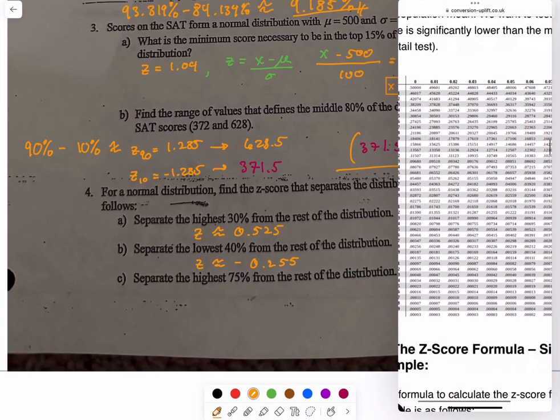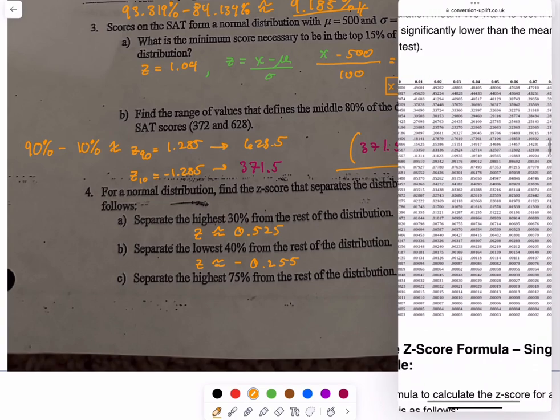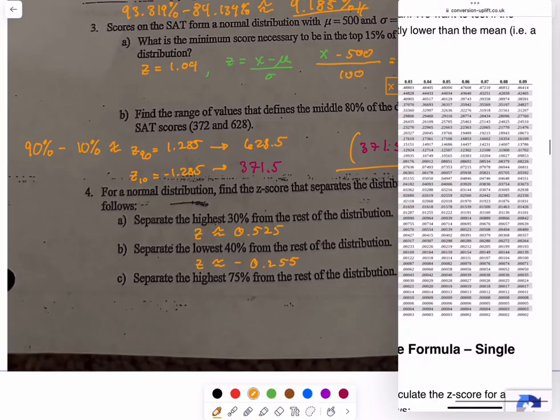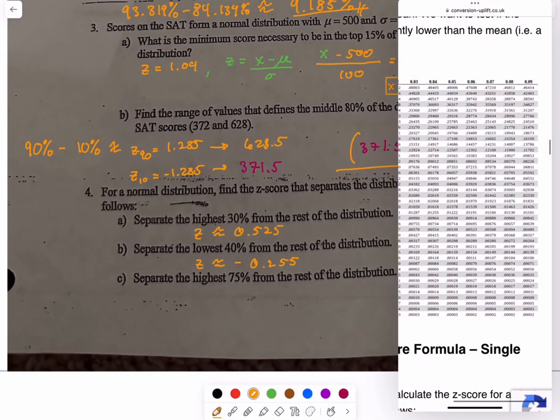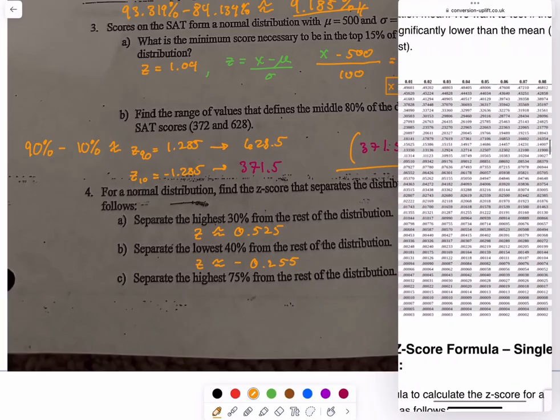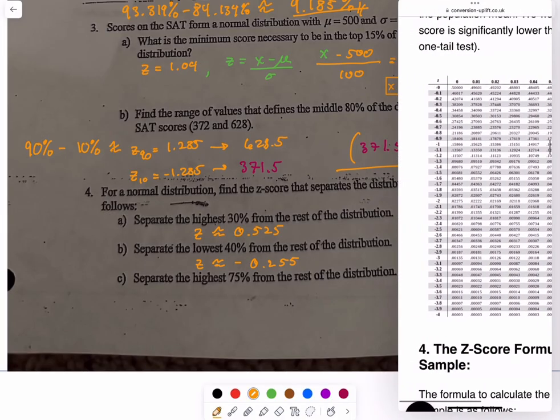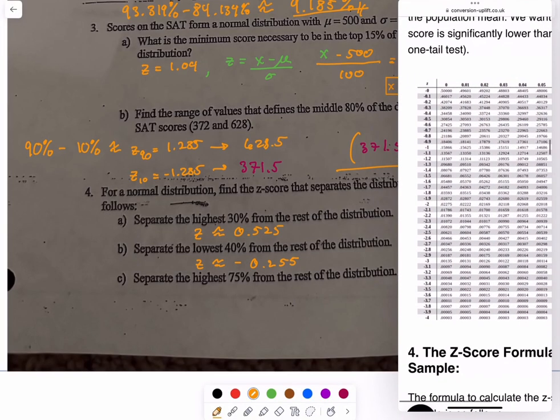Let's go a little higher. Okay, 25. Right there. We can go about halfway. So 25. So 75. Right there. Negative 0.675.